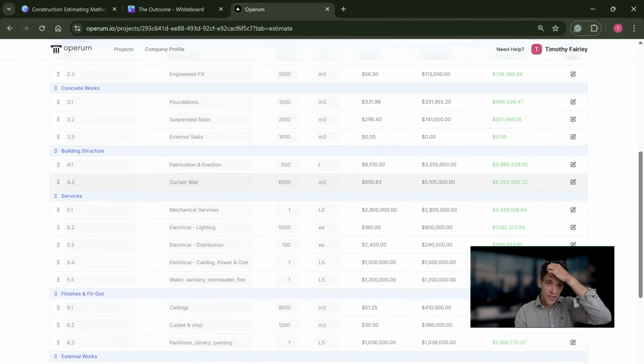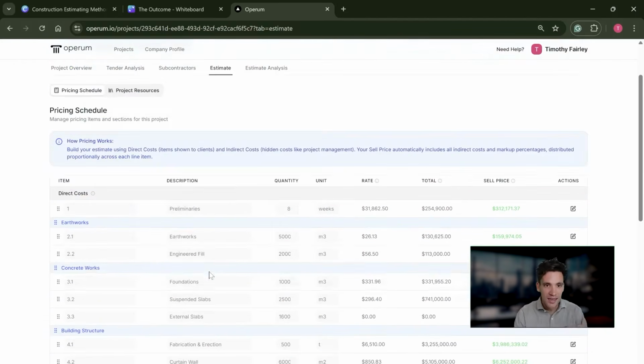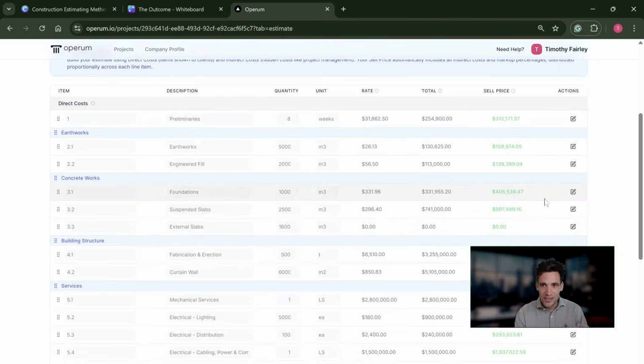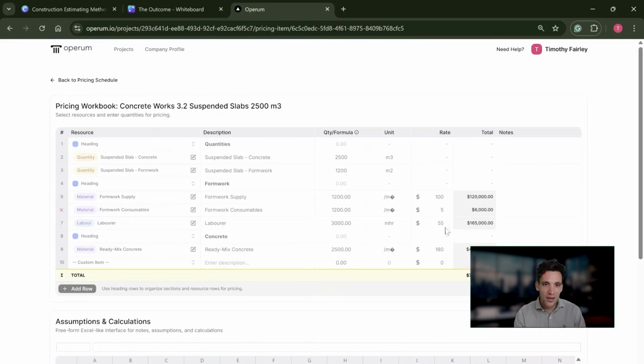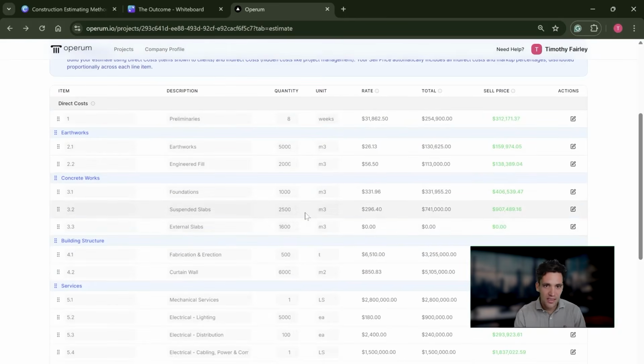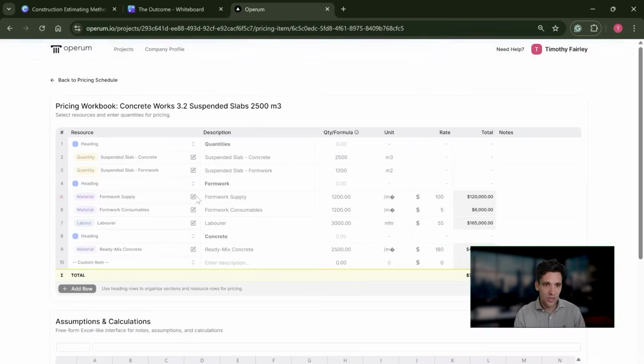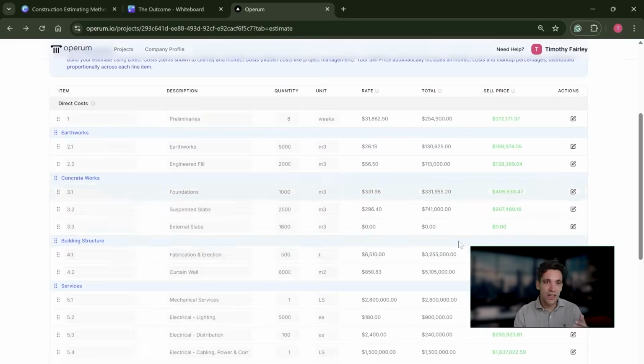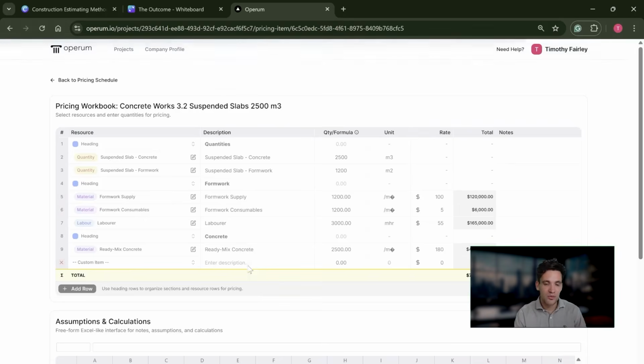So all these are spread across our direct costs. And then within each of these individual costs, we've got a pricing worksheet, which shows how that cost was calculated. So for example, this is the suspended slabs of the structure. Within this, we've got our quantities of work, so how much work we've got to do. So 2,500 meters cubed of concrete, and we've got 1,200 meters squared of formwork. We've got to go through the drawings and measure these to calculate them. We've then got the combination of the labor, plant, and materials we use to complete that task.